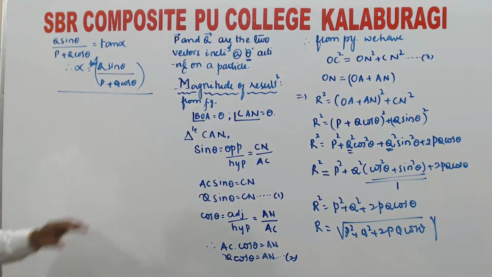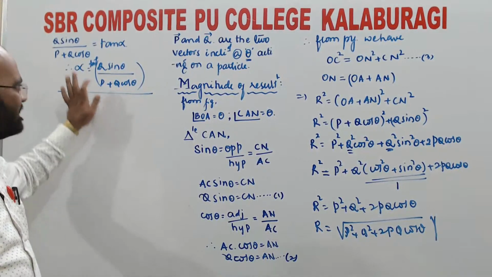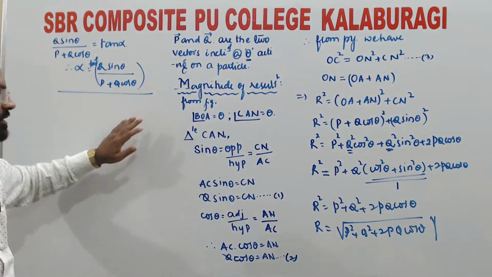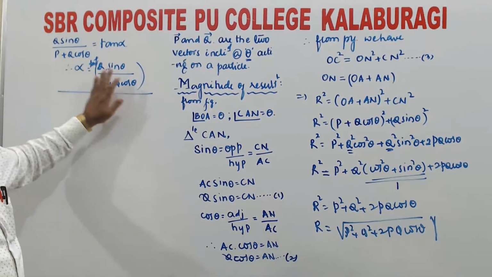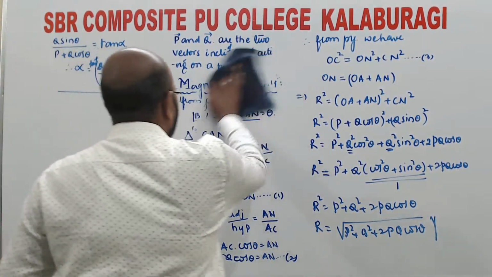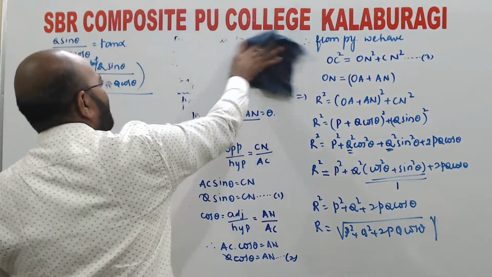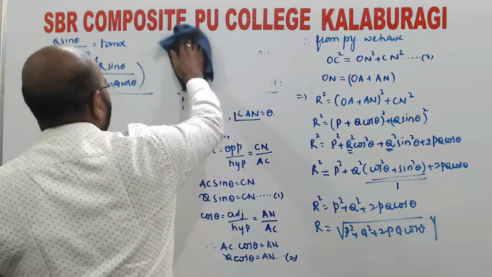Already we have discussed this in the triangle law of vector addition, which is similar to the parallelogram law, and the parallelogram law is also similar to the triangle law of vector addition. So both derivations are similar to each other, just the statement and conditions are different.